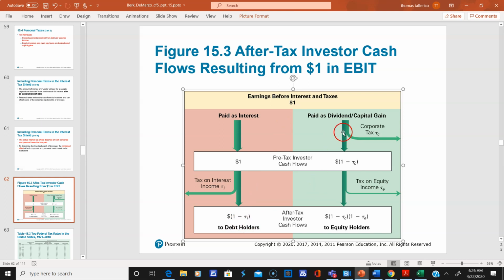Now let's look at the stock side. Here's dividends and capital gains. The corporation has to pay taxes, T sub C. See that? Out that goes. That leaves you pre-tax with this amount, and then you get it, and that goes out. You have to pay taxes on the equity on a personal side. So this is what you're left with. This is exactly what you're left with, so this goes to the equity holders. I hope everybody understands this chart. It's pretty straightforward.